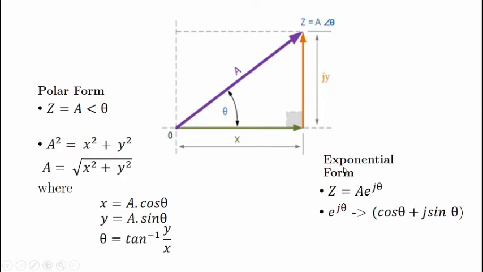Again, the exponential form is z is equal to A e raised to j theta. E raised to j theta is cos theta plus j sin theta. And if it is e raised to minus j theta, then it is cos theta minus j sin theta.